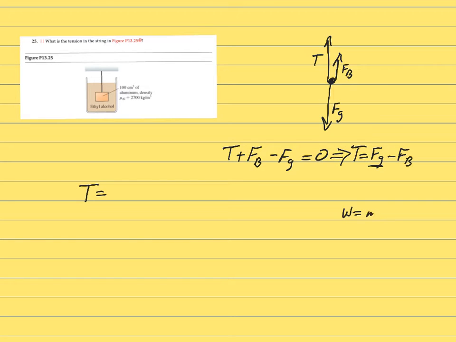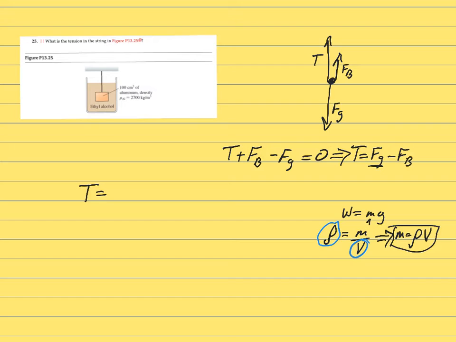Weight equals mass times gravity. We don't know the mass, but we have a density, so we can go a different way and go density equals mass over volume. I know the density and the volume, so I can turn this into mass equals density times volume. So I can really get the mass this way.